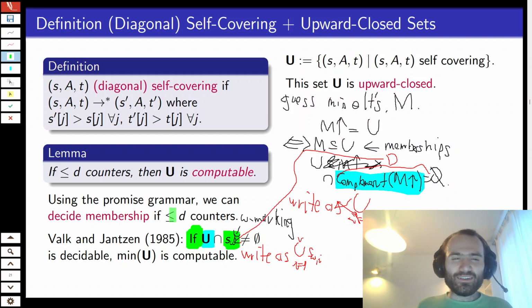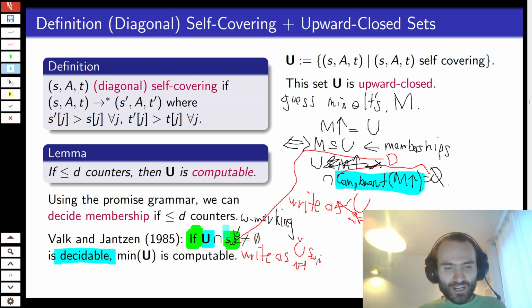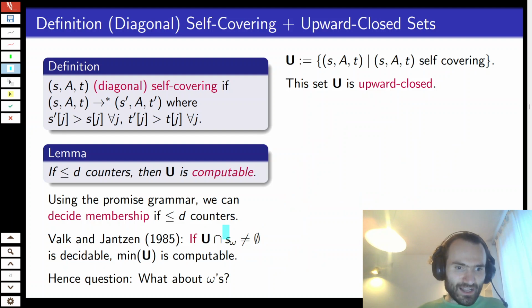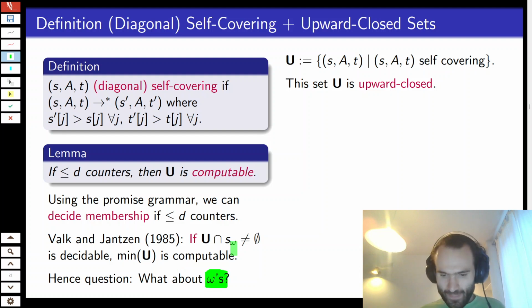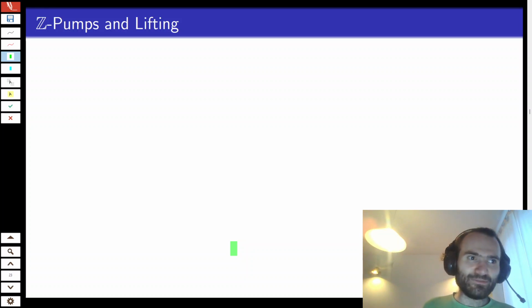Okay, so this means we have to check that this here is decidable, right? If we can show that this here is decidable, then we can compute our minimal elements. So how do we do this? Well, we can check membership. So the only problem is what do we do with omegas, right? Well, here we're going to do a little bit of Z pumps and lifting, and this will feel very much like Rackoff.